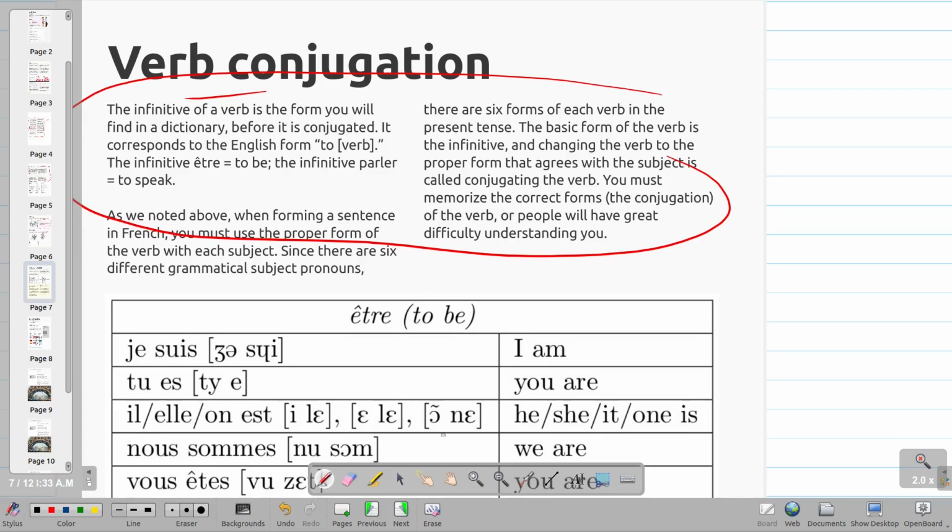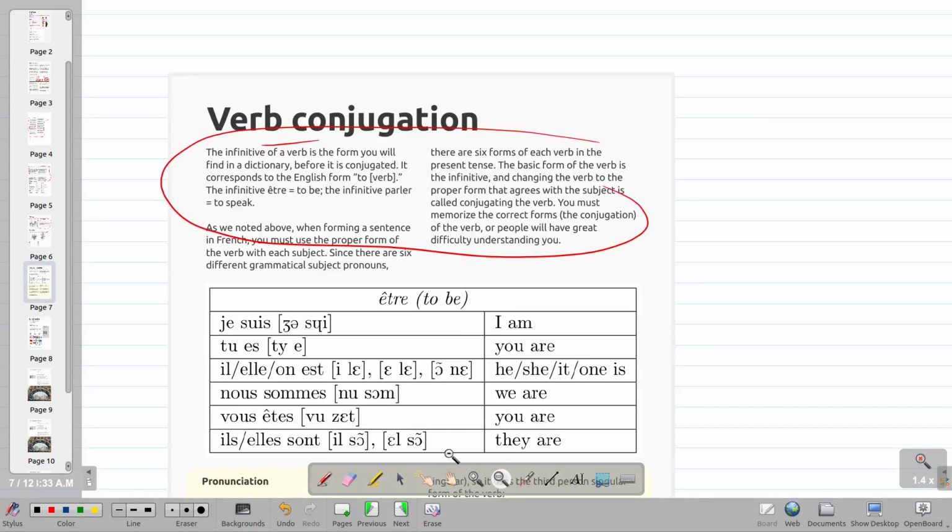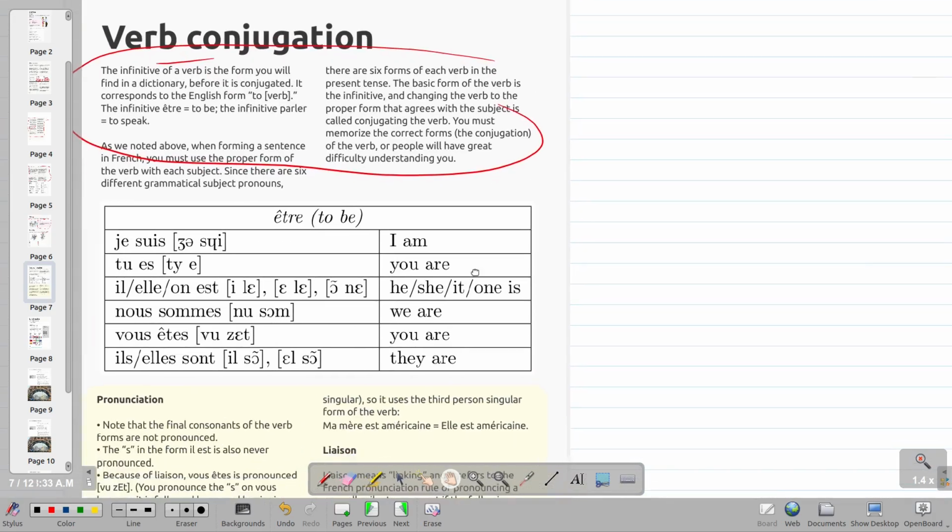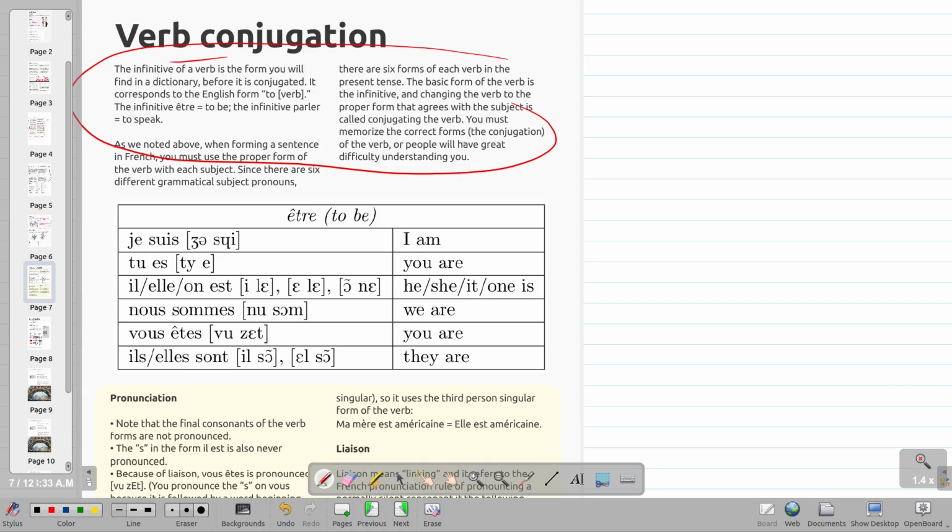Now, when we are working on verb conjugation, let's reduce this a little bit so that we can have space to write. There are certain words you are going to be hearing. You're going to be hearing things like infinitive, which in French we say infinitif. Infinitif. You're going to be hearing things like conjugation, conjugate, conjugated, not conjugated. Those are expressions you'll be hearing.